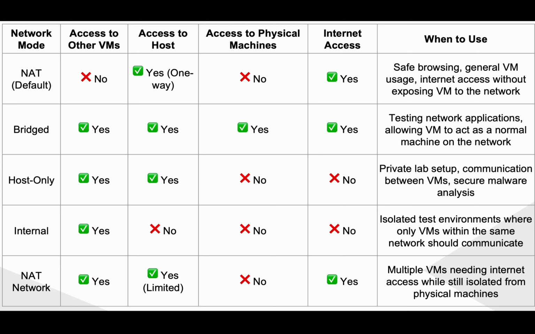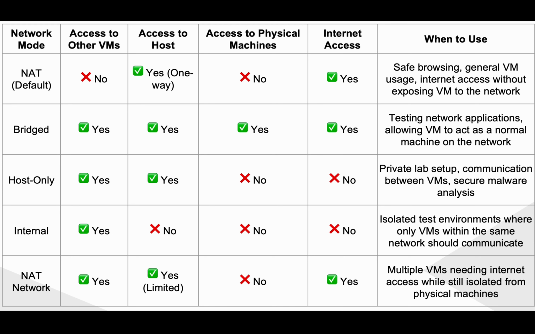As discussed, the NAT mode is generally used for safe browsing, general VM usage, internet access without exposing the VM to the network. Whereas bridged network just works like any other physical machine on your system. It works for running servers, testing network applications. Host-only network is a very private lab setup where the communication is allowed between the VMs, but no communication from the outside world is allowed, which keeps it secure.